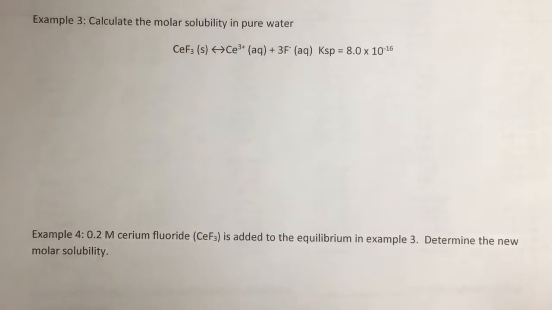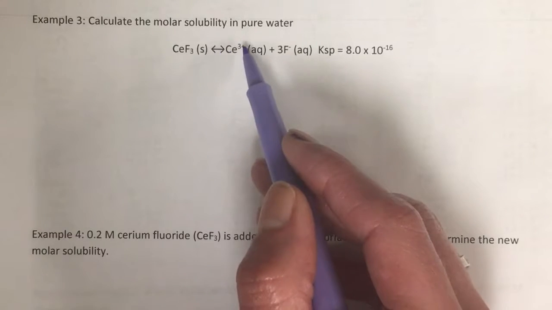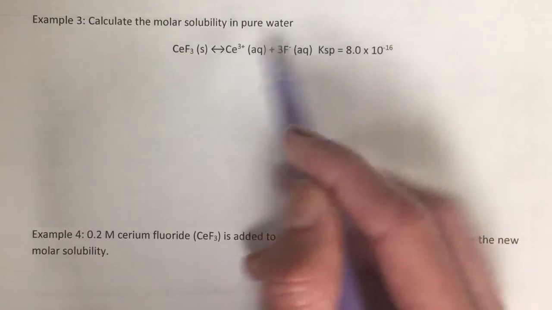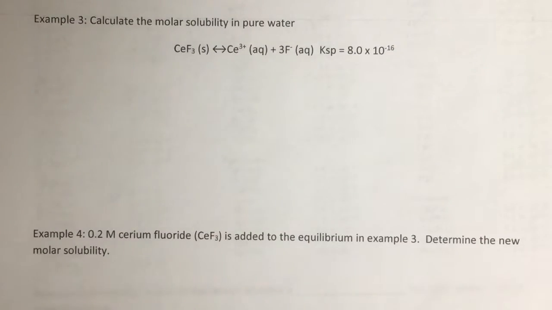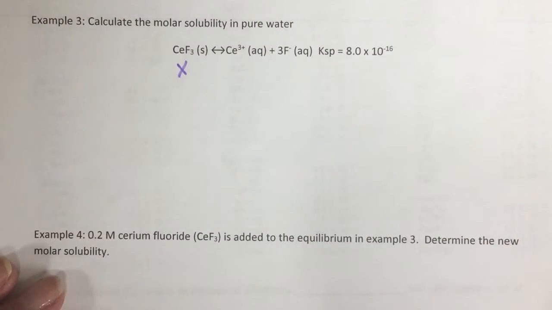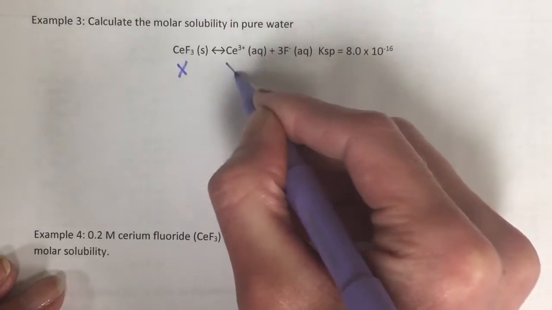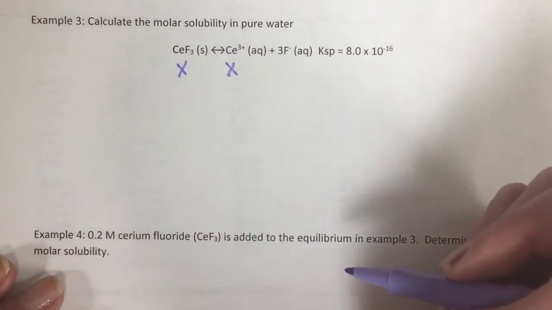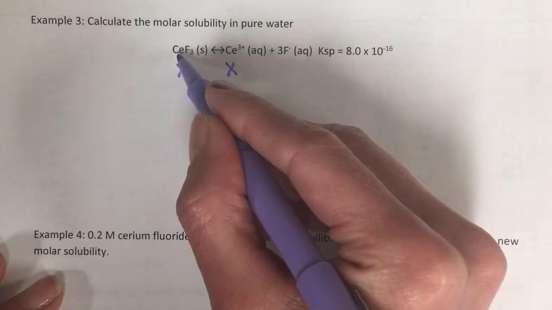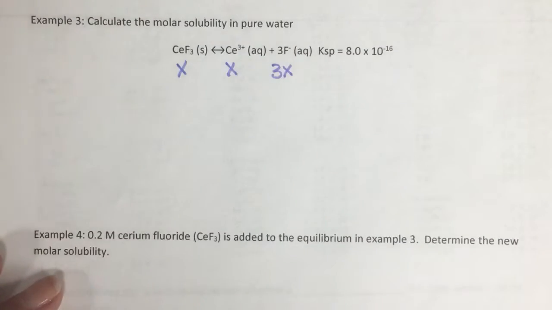So here I've got CeF3 breaking into Ce3+ and 3F-, and I'm given the KSP value. It says to calculate the molar solubility in pure water. So I know if x of that dissolves, 1-to-1 ratio between CeF3 and Ce3+, so x and x, 1-to-3 ratio between CeF3 and F-, so this is going to be 3x.